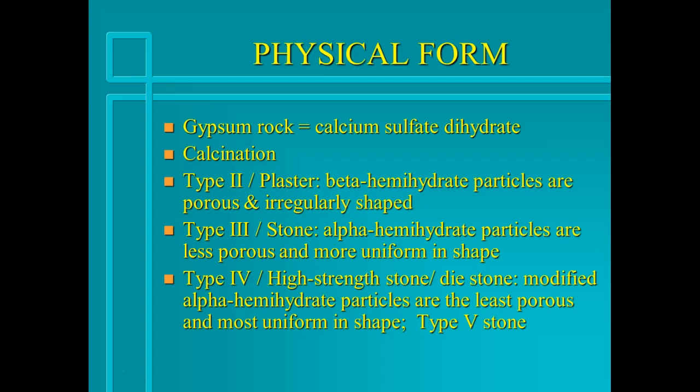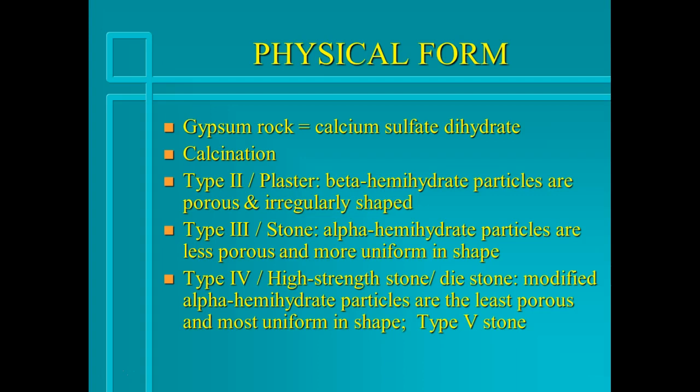Now, there are 3 types of gypsum products. They are plaster, stone, and high strength, which is also called improved stone. And chemically, all 3 are calcium sulfate hemihydrate. They are all produced as a result of heating the gypsum and driving off part of the water of crystallization. This process is called calcination. Now let's go back to the information here on your slide.